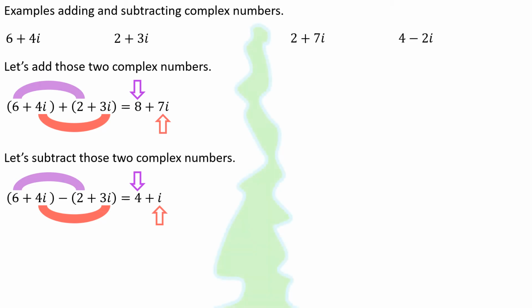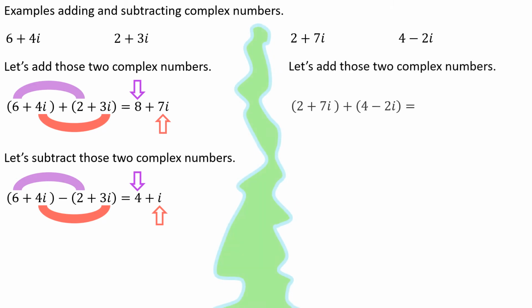Here come two more complex numbers. Why don't you try to add them? Stop the video, get an answer, start the video up again. Okay, I got 6 plus 5i. 4 plus 2 is 6. 7i plus negative 2i is 5i.